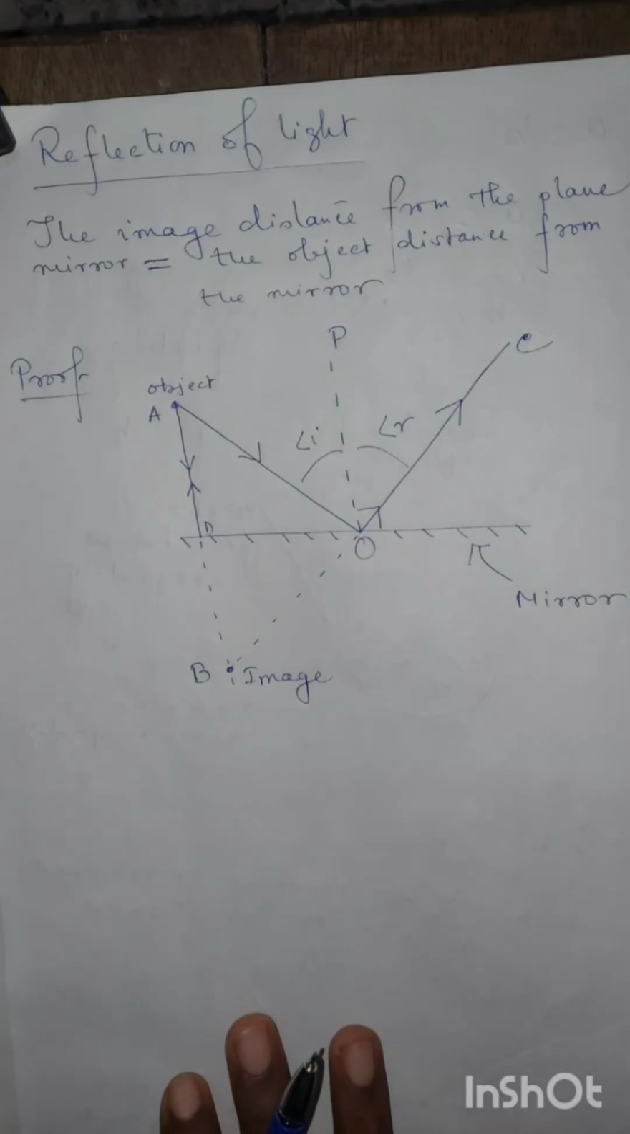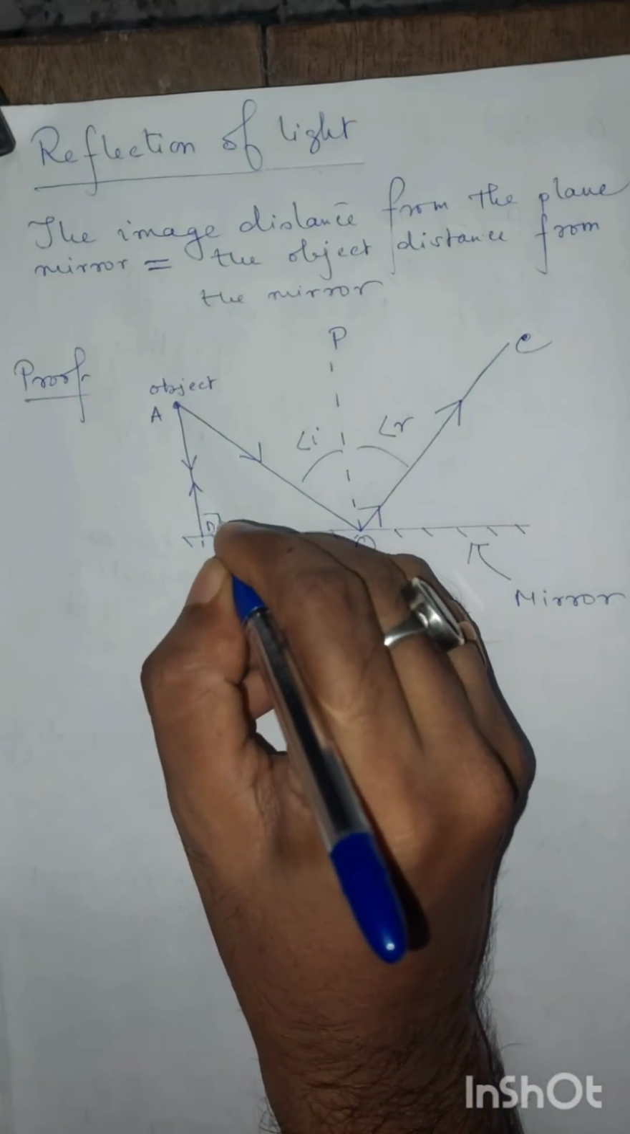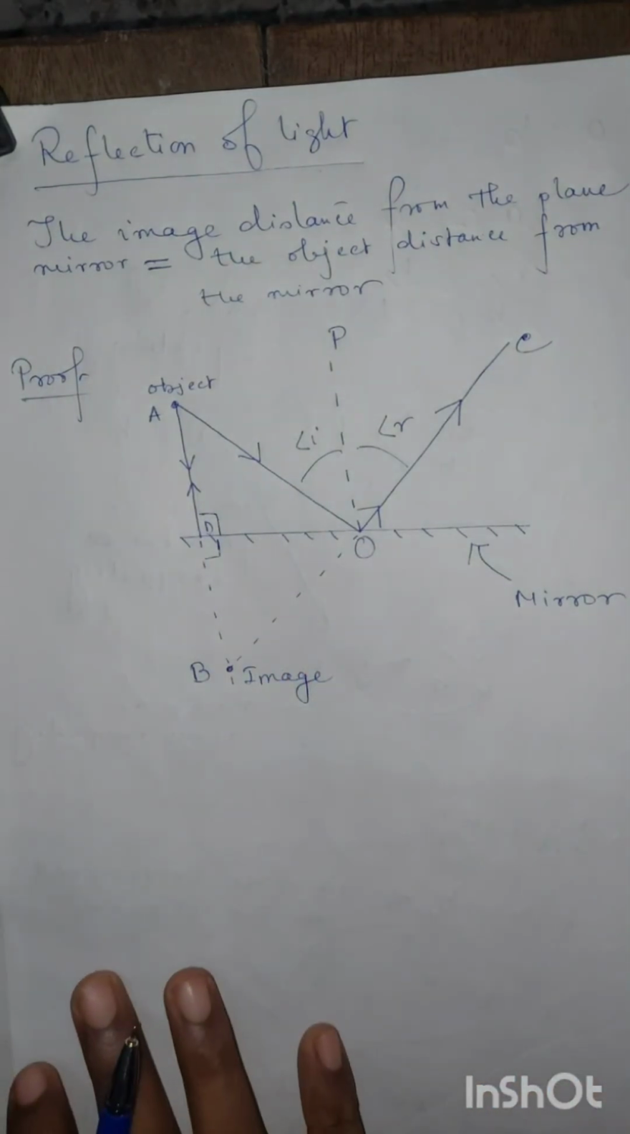We know that when a plane mirror forms a virtual image, the image distance from the plane mirror is equal to the object distance from the mirror. Distance means perpendicular distance. Okay, this is 90 degrees. So this is what we are going to prove.